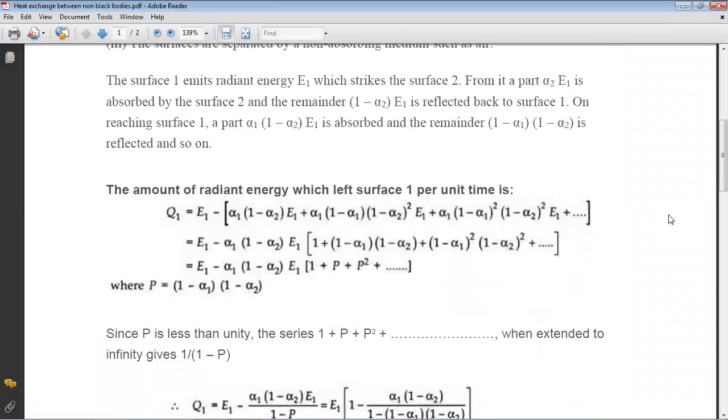Now, out of this, if I take alpha 1 into (1 minus alpha 1) into E1 common from the expression within the square bracket, you will be left with 1 plus (1 minus alpha 1) into (1 minus alpha 2) plus [(1 minus alpha 1) into (1 minus alpha 2)] squared plus so on. Now if you see the pattern, it is repetitive as well as it forms a series.